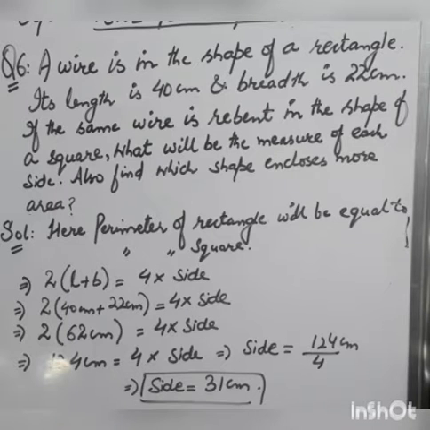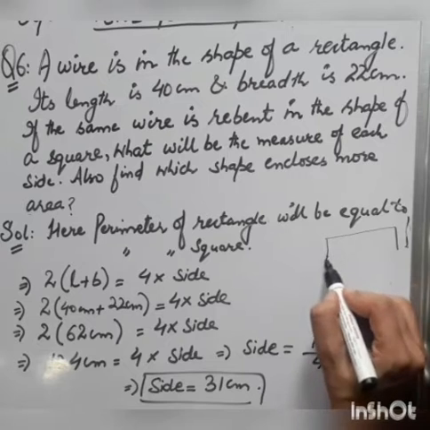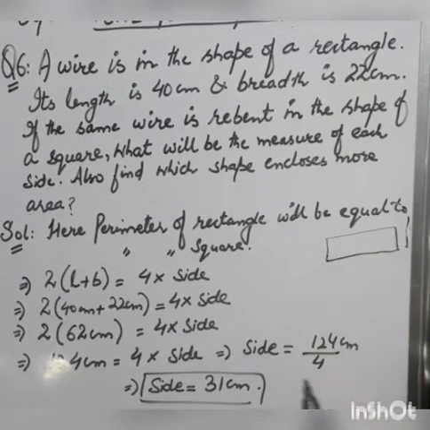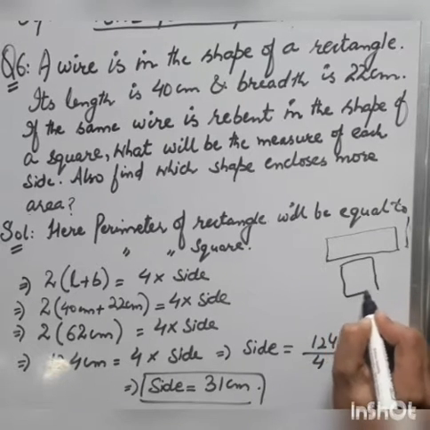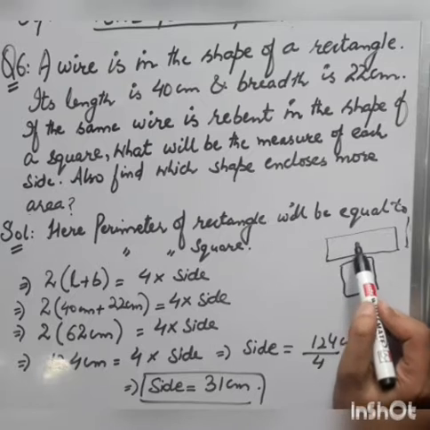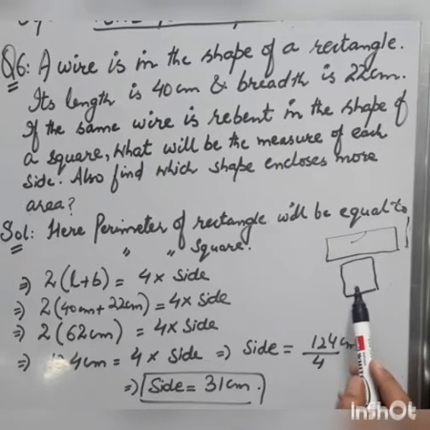So क्या है हमारे पास? एक वायर है जिसको रेक्टेंगल बनाया गया है. This is the wire, suppose. This is in rectangle shape. Now this wire is reshaped. इस वायर को रिबेंड किया जा रहा है और इसको स्क्वायर शेप बनाई जा रही है. So लेंथ और ब्रेड्थ इस रेक्टेंगल की हमें दी गई है. हमें इस स्क्वायर का साइड बताना है कितना होगा.